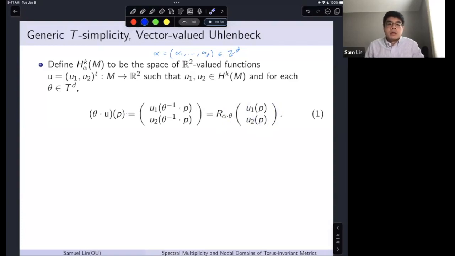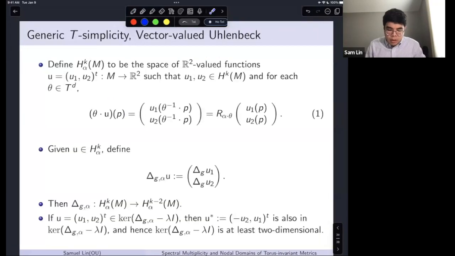The set of functions like this satisfying 1 is what we call H^k_alpha. So for each alpha, you have an H^k_alpha. And then we can define the vector-valued Laplacian. So the Laplacian of (g, alpha) is just taking the Laplacian of each component. Because the left regular representation commutes with the Laplace operator, we can also show that this vector-valued Laplacian sends H^k_alpha to H^(k-2)_alpha.